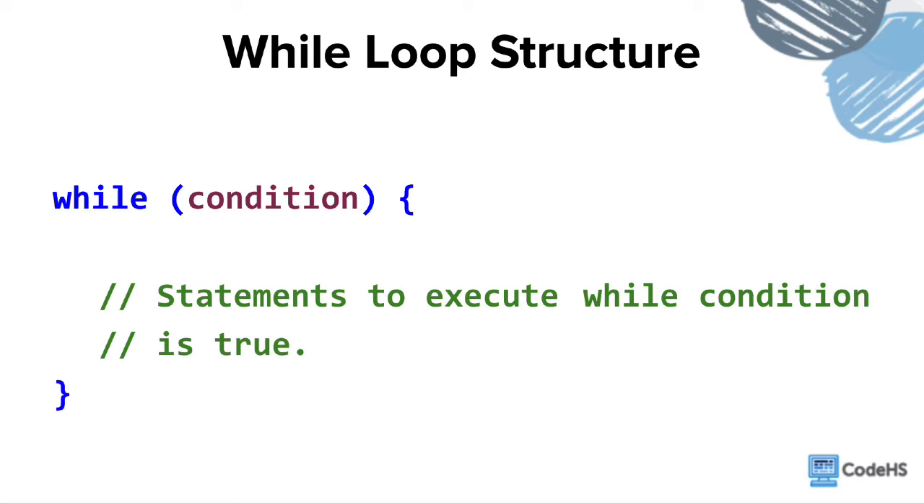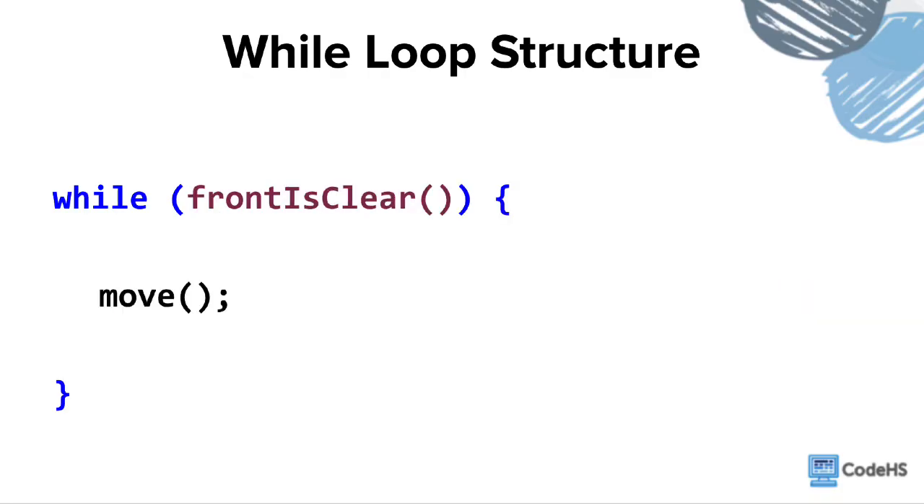A while loop also loops through a set of statements inside of curly brackets, but now it will loop while a condition is true. If the condition is true, then this loop will execute. Otherwise, it will continue with the commands that come after the loop. In this example, Karel will move forward as long as the front is clear. That could be 5 times, 10 times, or maybe no times at all. You don't have to know the number of times that the loop will execute. You just need to know that it will continue to loop until the front is no longer clear.